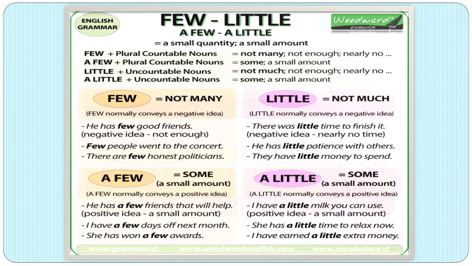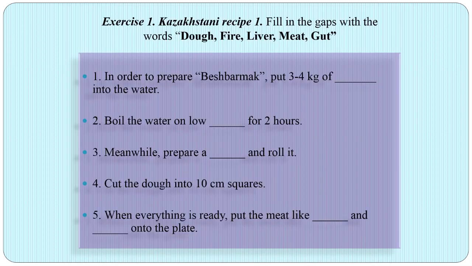Let us do exercise 1 about Kazakhstani recipe 1. Fill in the gaps with the words dough, fire, liver, meat and got. Сейчас мы выполним первое упражнение о первом казахском рецепте. Заполните пропуски словами dough, fire, liver, meat and got. То есть тесто, огонь, печень, мясо и кишка.